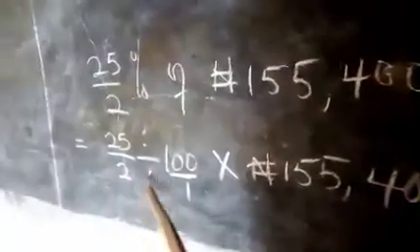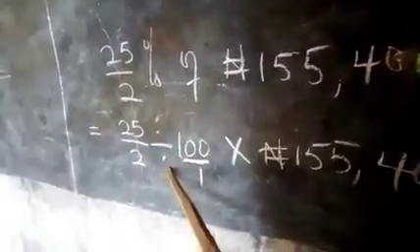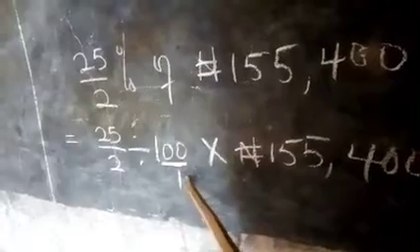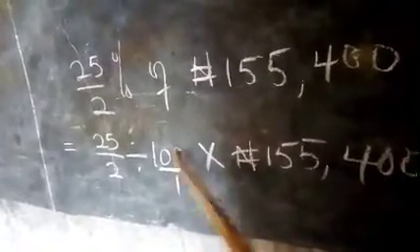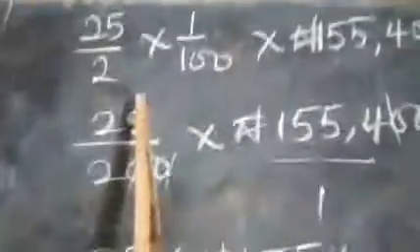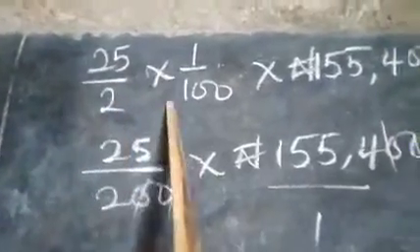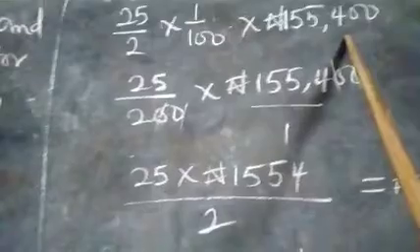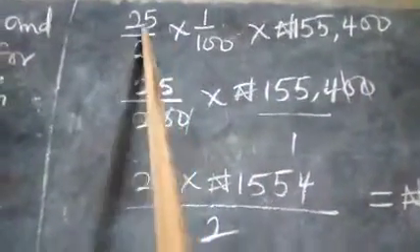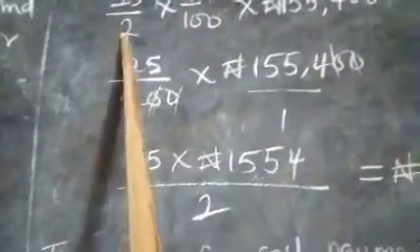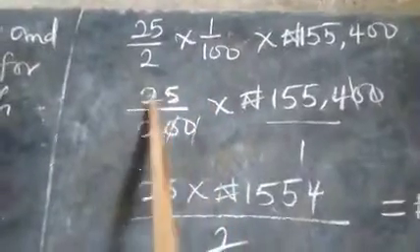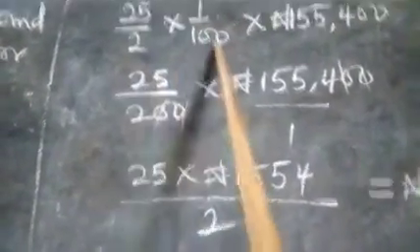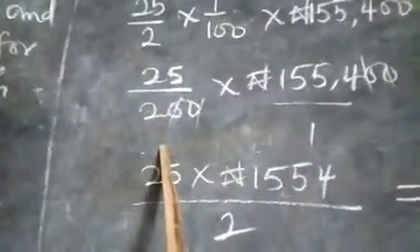So now, having interpreted the question to this level, the next step is to change the sign of division that we are having here. We change it to multiplication. When we change it to multiplication, what will happen is that this fraction will turn upside down. 1 will come up, 100 will come down. And that is what we are having here. 25/2 multiplied by 1/100, then multiplied by 155,400. So numerator can multiply numerator, denominator can do the same. 25 multiplies 1, it gives 25. When 2 multiplies 100, it gives 200.